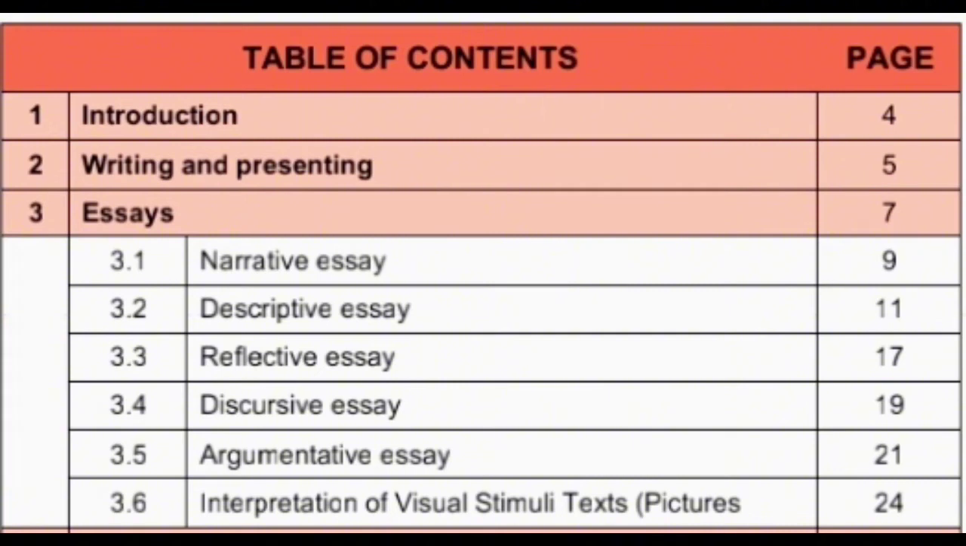Then number 6, we have interpretation of visual stimuli, which is a text whereby they will give you a picture and you have to talk about that picture. They can show a dog and then you are going to generate a story about that picture that they gave you. So today I will be teaching you how to write these essays and what is expected for you.